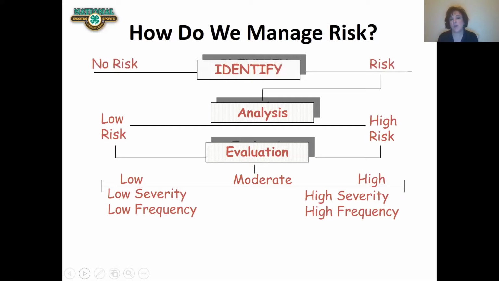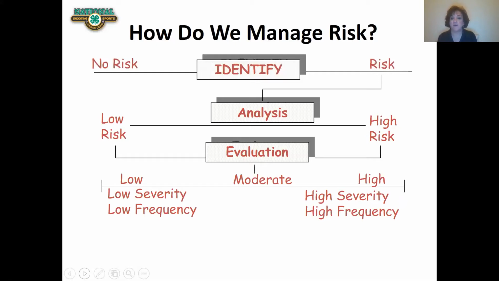So in the evaluation phase of the risk assessment model, we must determine the severity or the frequency of the risk. For example, if one 4-H member in 10,000 gets a paper cut each year from completing their 4-H record books, this would be an example of a risk of low severity and low frequency. Probably a risk that we're willing to live with, right?